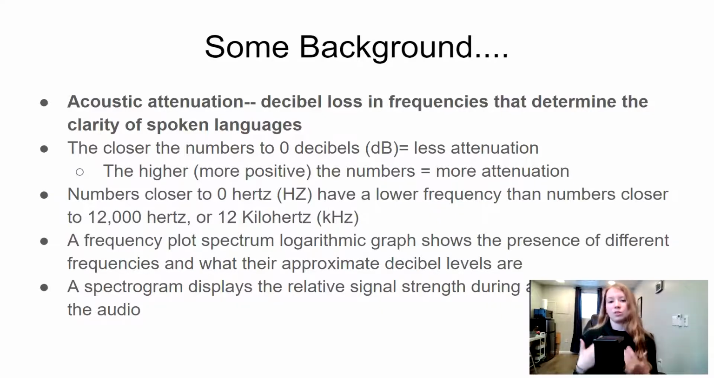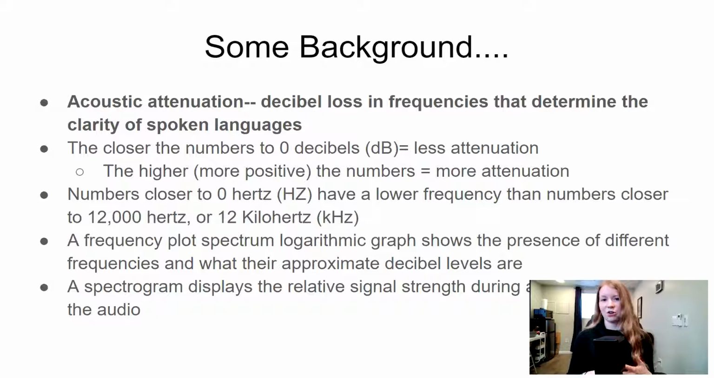Numbers closer to 0 hertz have a lower frequency than numbers closer to 12 kilohertz. This is my sweeps. I went from 100 hertz to 12 kilohertz in my testing. So something closer to 100 hertz has a much lower pitch in frequency than something closer to 12 kilohertz. A frequency plot spectrum logarithmic graph shows the difference of decibel frequencies and what their approximate decibel levels are.